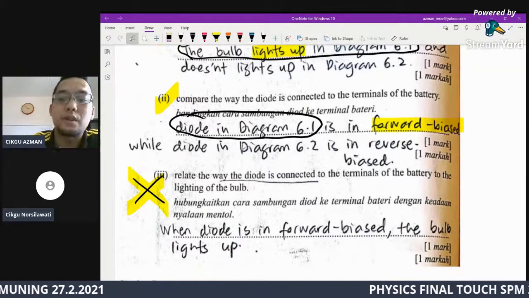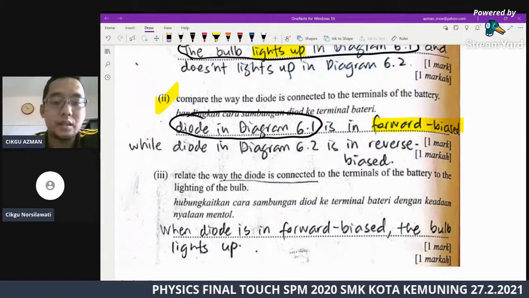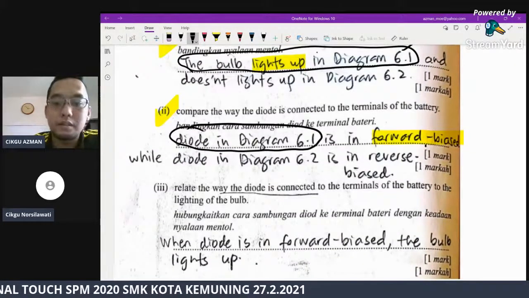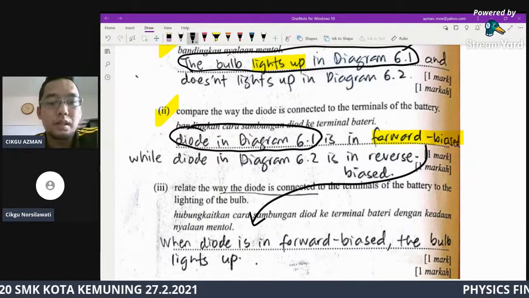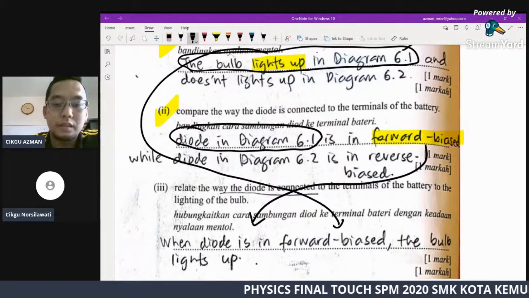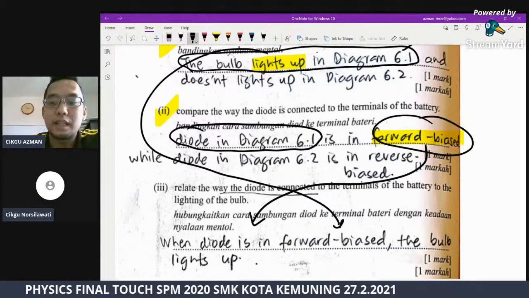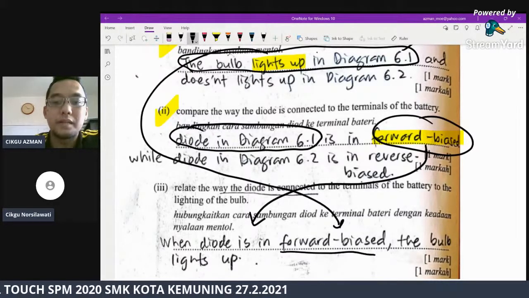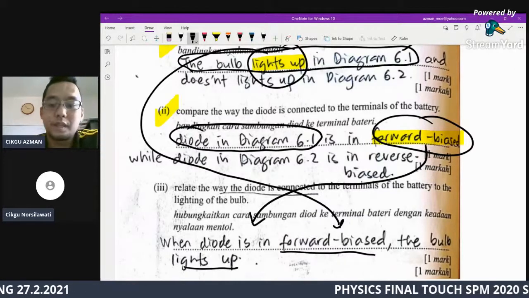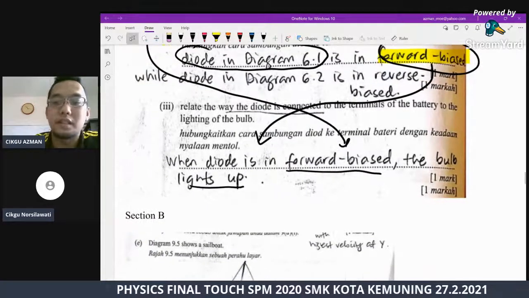So when the relationship question asks, okay, relate the way diode is connected to the lighting of the bulb. Okay. When the diode is in forward bias, nampak cikgu ambil je answer yang kat atas. When the diode is in forward bias, the bulb will light up. Okay. So jangan salah question relationship.